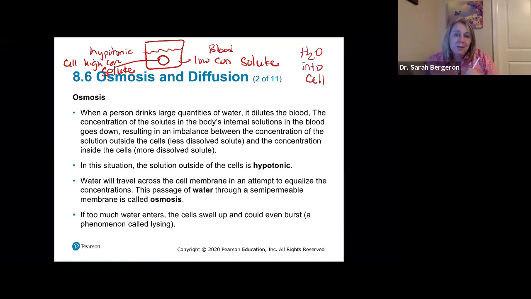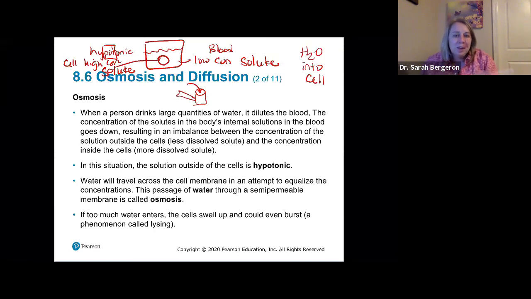Okay, so the way that I remember this, hypotonic has the word pot inside of it. So when I think about what's going to happen if I'm going to go cook and I have a pot, here's my pot, I'm going to put on the stove. What do I have to do in order to cook? I have to put water into my pot. So if water is entering the cell, it's a hypotonic solution because water goes into a pot.